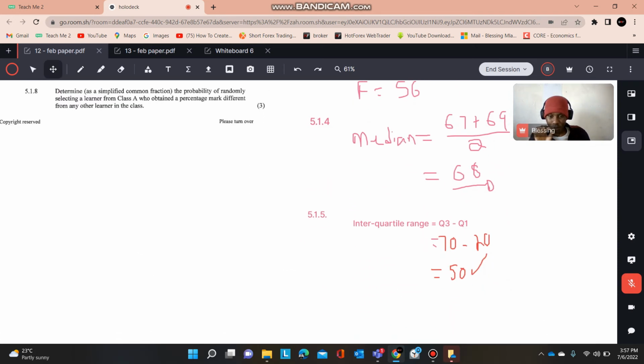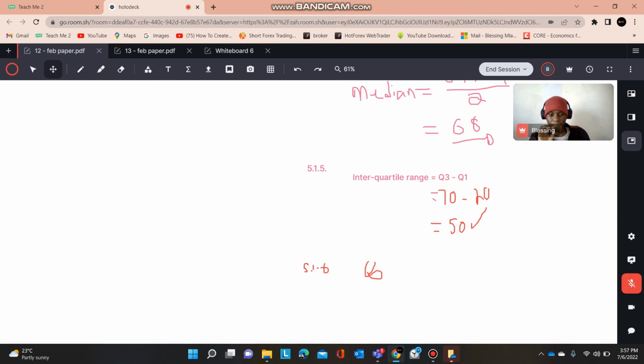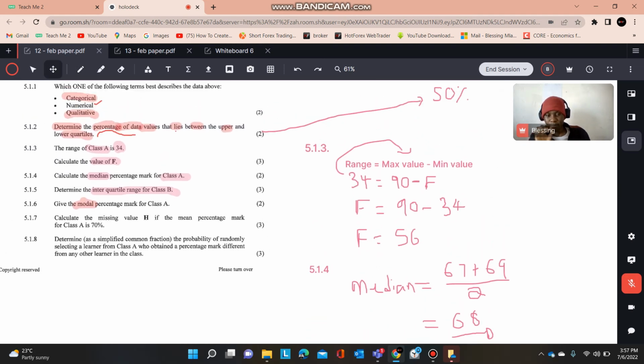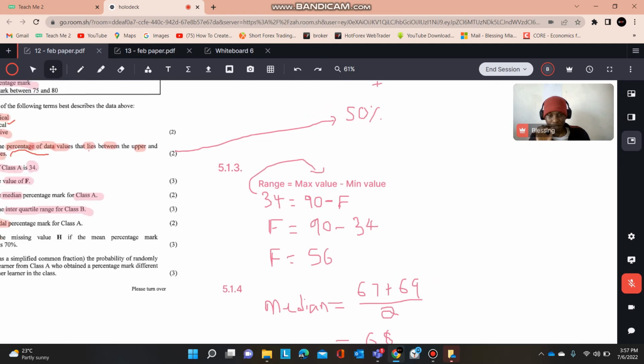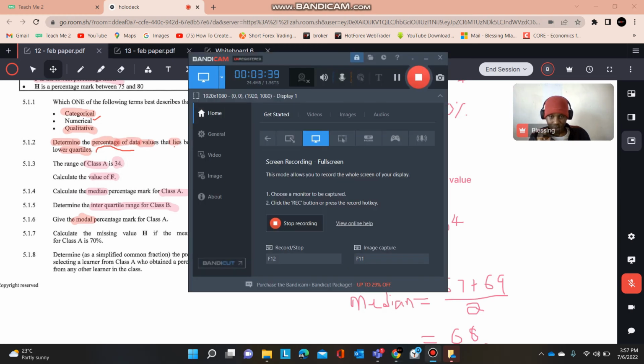data, modal value. So you can just say 5.1.6 and then you say the answer is 66. 66 is your answer. That's your modal percentage. So I'll just move to the side a bit. So let's do 5.1.7, right?